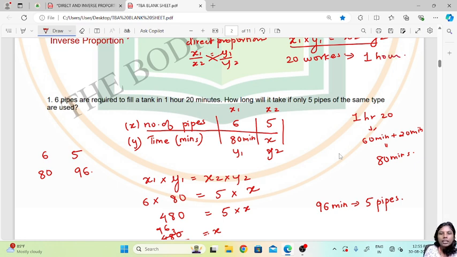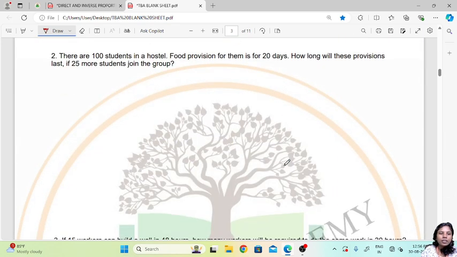Now say I increase the number of workers, I make it 30 workers. So now the work will be finished in half an hour. If we are increasing the workers, the time is reducing, correct? Here also, we had fewer workers, so it was taking more time. Here we have increased the number of workers, so the time has also reduced, correct? So this is indirect proportion.